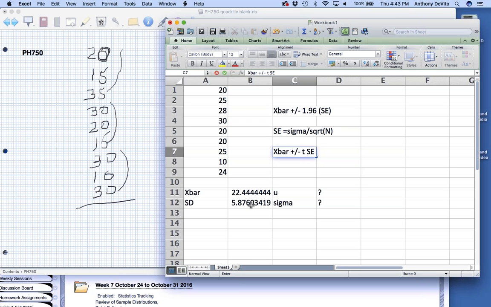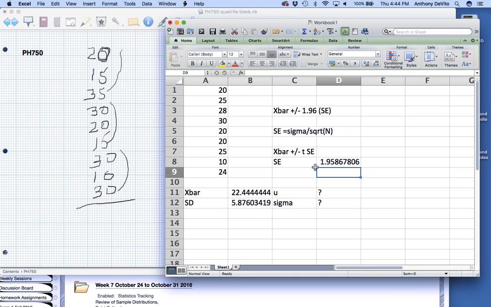Okay, so I'm going to do two things here. I'm going to calculate my standard error. My standard error is going to be equal to, oops, let me do that here, my standard deviation, which is 5.87, divided by the square root of the sample size, which is 9. Okay, I'm going to hit return. And that's my standard error.